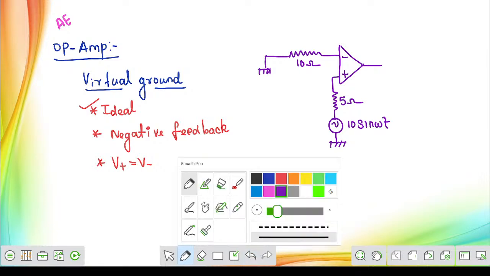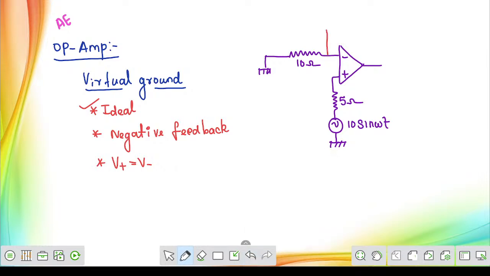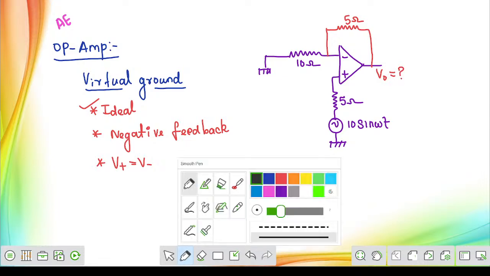Now, what they did is, they took negative feedback here. That has been directly connected across the output terminal V0, and it is given that the value of the resistor is 5 ohm. The question is, what is the value of the output voltage in that case? Just cross-examine directly. No other data is given in the question. Only this is given: the diagram and the negative feedback. You will have to calculate the value of the output voltage.